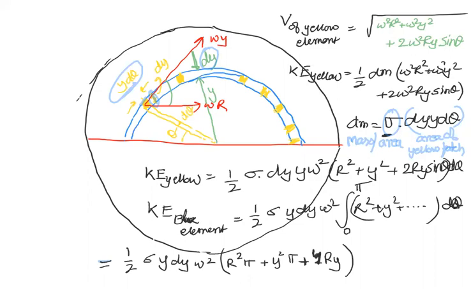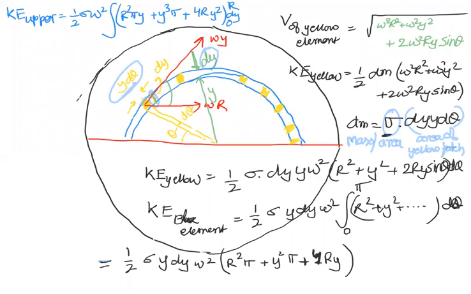Right, and therefore now you can find the kinetic energy of the upper half will be equal to half sigma omega square, is a constant, integration of r square pi y plus y cube pi plus 4 ry square, 0 to r, dy by dx. इसका आंसर क्या आएगा बात? ये अपर कितना आएगा?